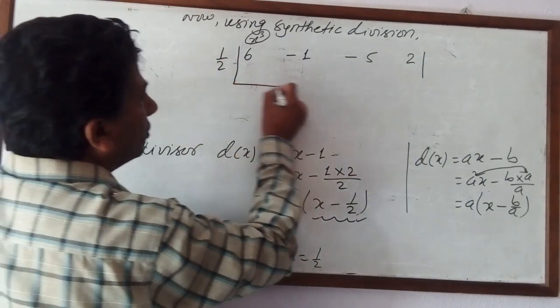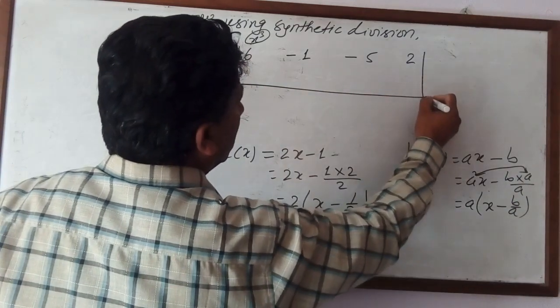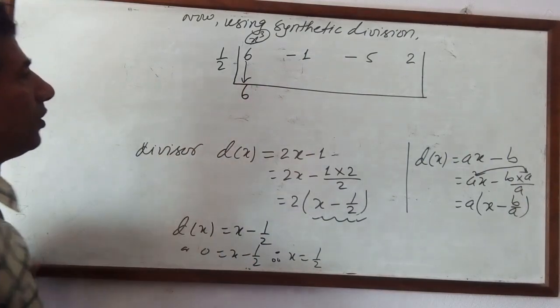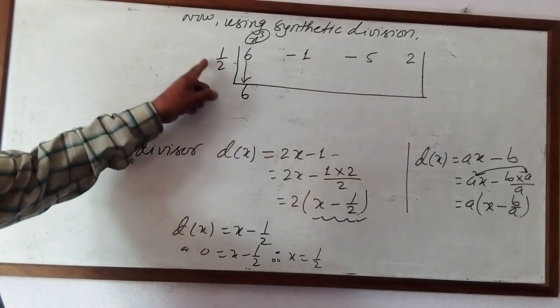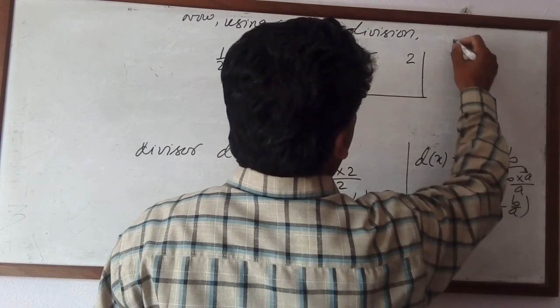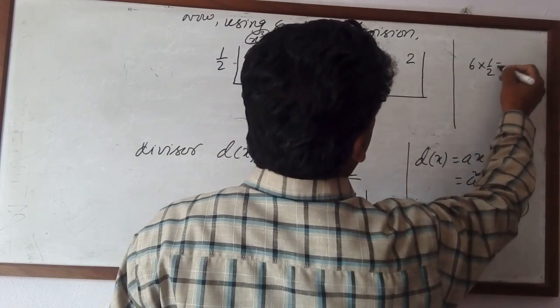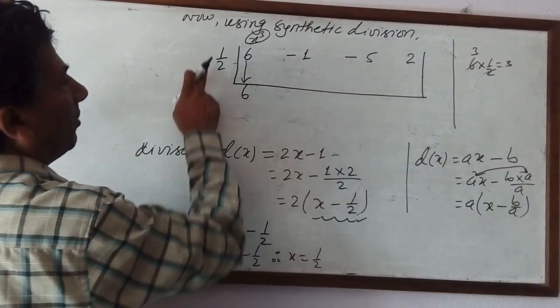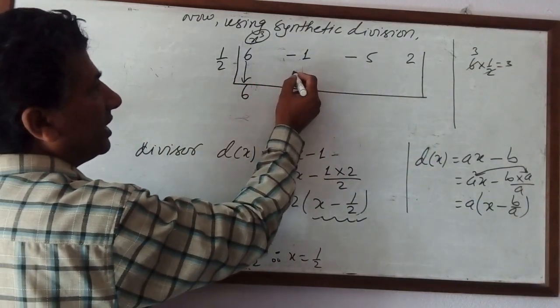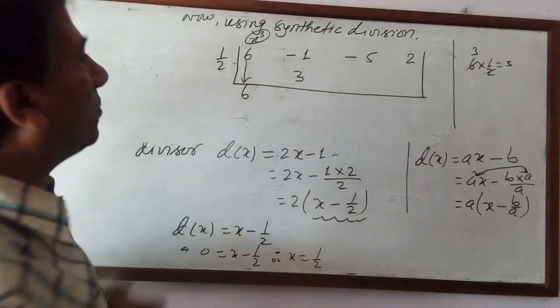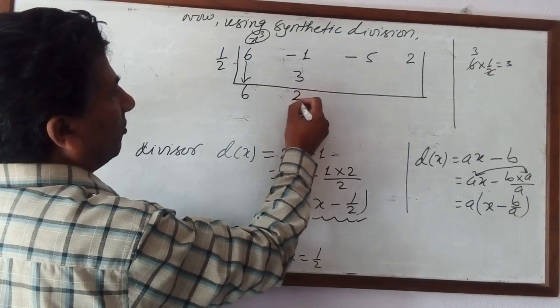Again, use synthetic division. Now this 6, bring it here. Now multiply this 6 by this 1 by 2. 6 times 1 by 2, this cancels, that is 3. Now 3 minus 1, this equals 2.